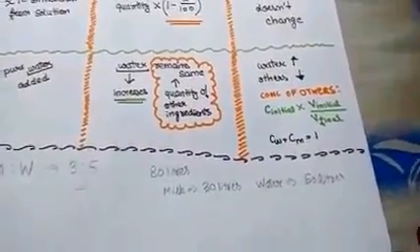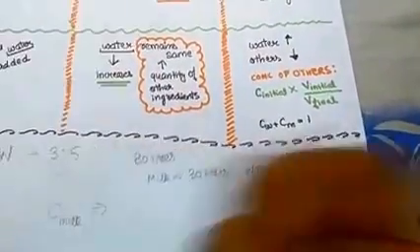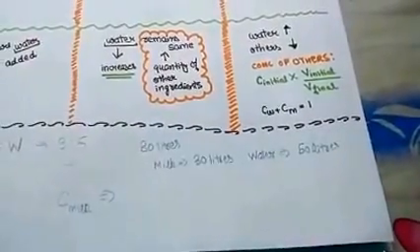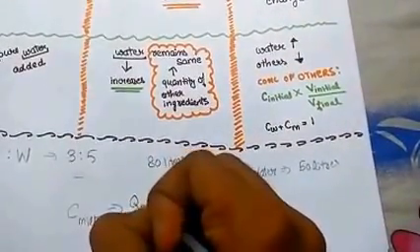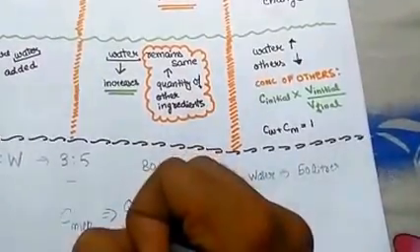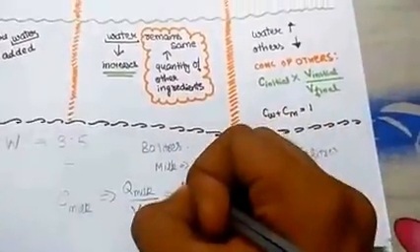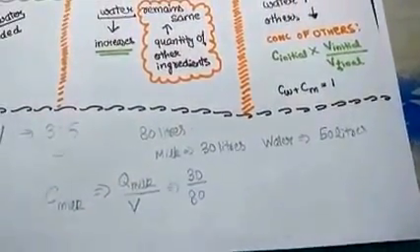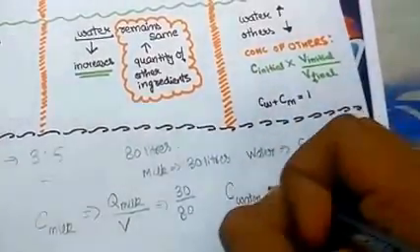And now talking about concentration, the concentration for milk would be the quantity of milk divided by the total volume. So in this case, the concentration would be 30 divided by 80. And in the same way, if we have to find out the concentration of water, that would be 50 divided by 80.